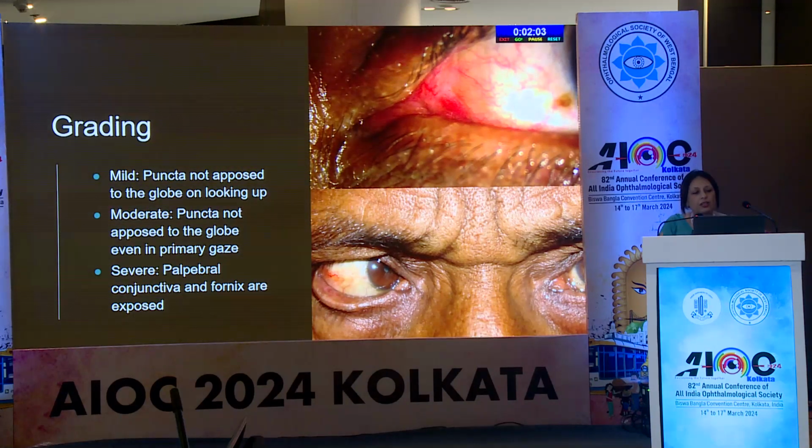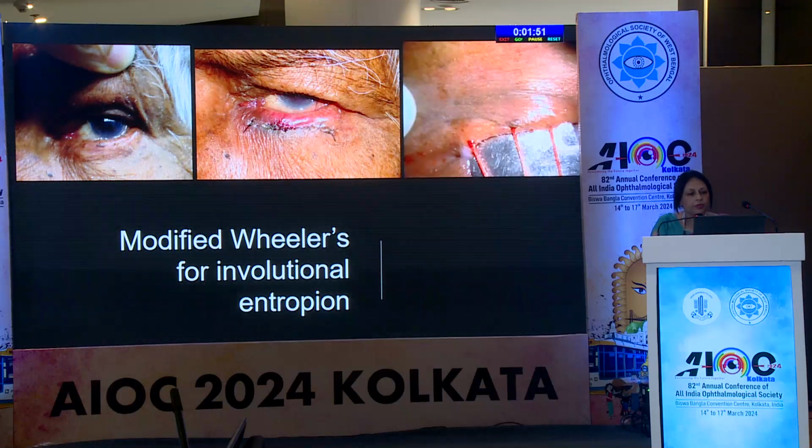When the puncta is not opposed to the globe on looking up, it's mild. When it is not opposed to the globe even in the primary gaze, it's moderate. And if it is not opposed, and the fornix is also exposed, then it is a severe ectropion. Now I'll just show you a couple of videos. So you can see this patient.